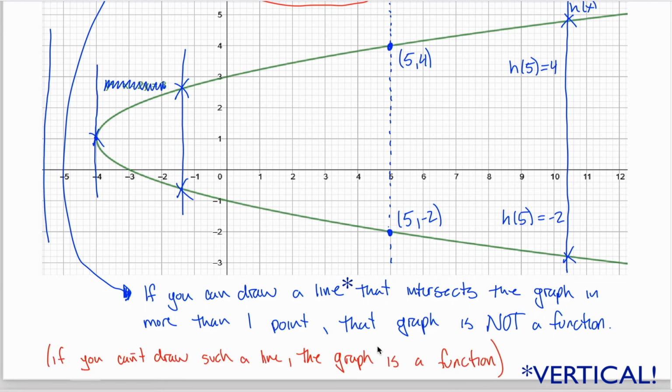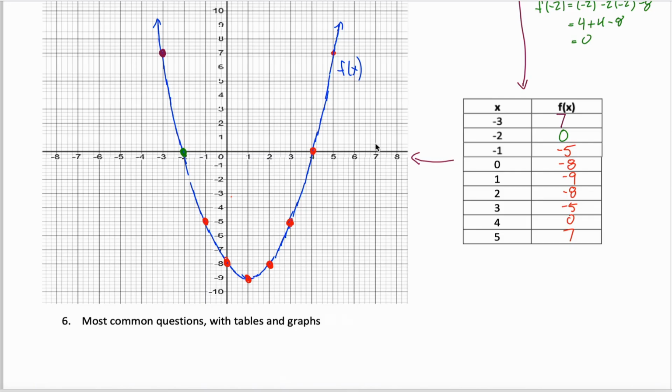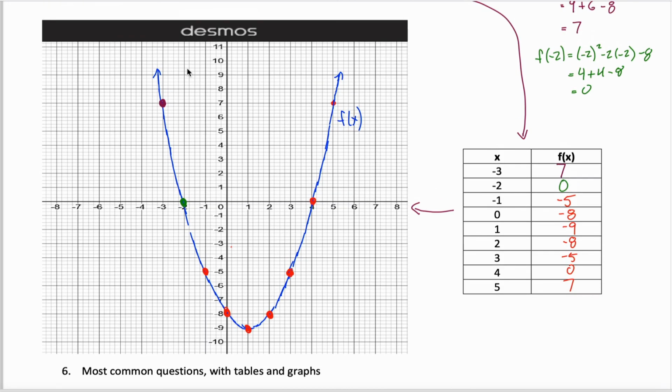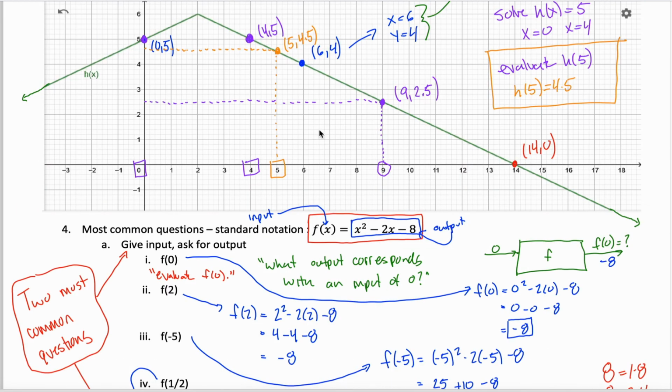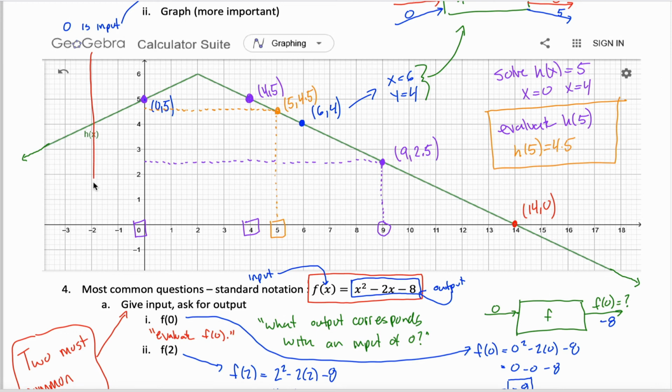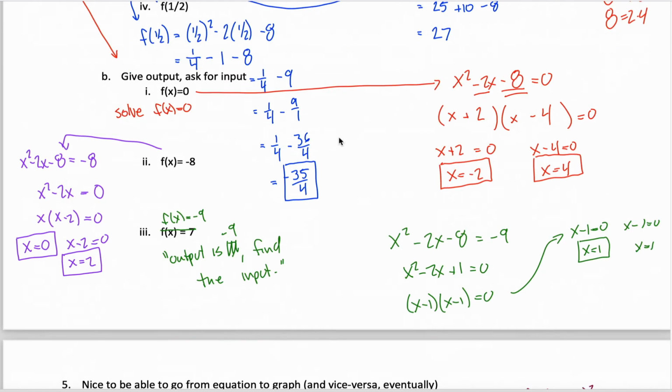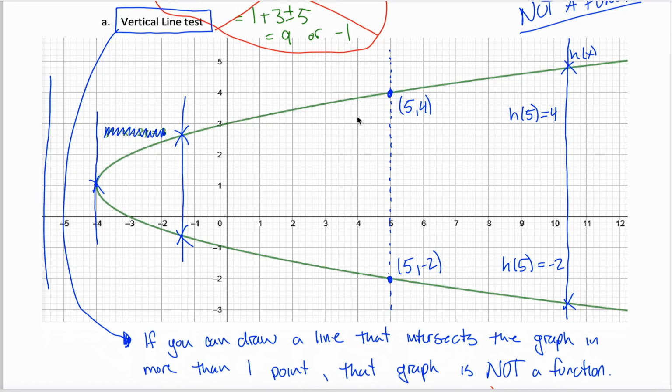And the converse of this statement maybe is the most useful one. If you can't draw such a line, if it's not possible to draw a line that intersects the graph in more than one spot, well, then the graph is a function. So if we go back to all of the graphs that we've seen so far, like this guy, it's not possible to draw a vertical line that intersects this graph in more than one spot. Any line you draw is only going to intersect it in one spot. Same idea up here. Draw whatever vertical line you want, it's only going to intersect the graph in one spot. That means that this graph is a function and that this graph is a function, but this graph is not a function.